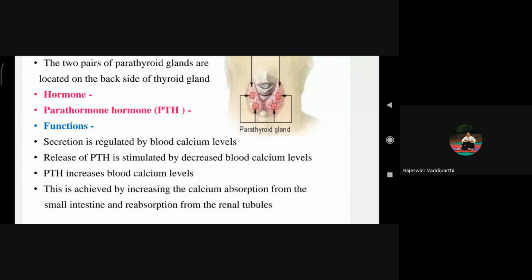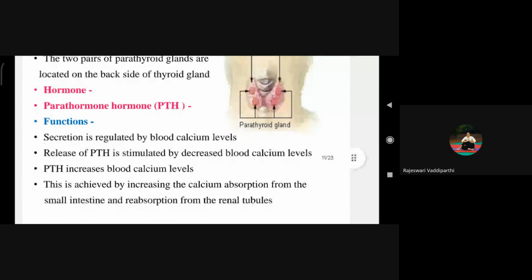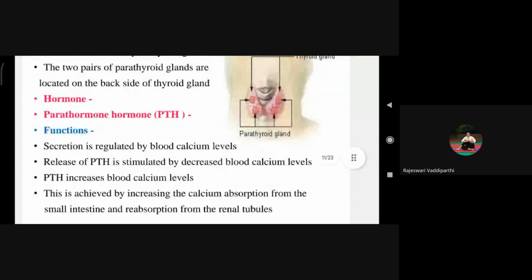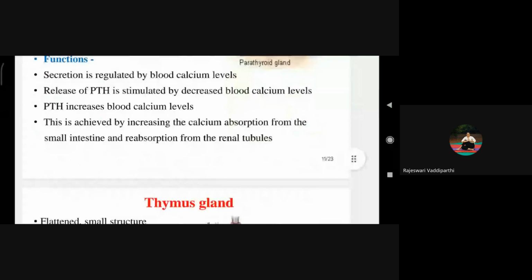Okay, so what does this parathormone hormone do? It increases the calcium level in blood. This is achieved by increasing the calcium absorption from the small intestine and reabsorption from the renal tubules. Is the concept of parathyroid and its hormone clear? Yes, ma'am. Okay.